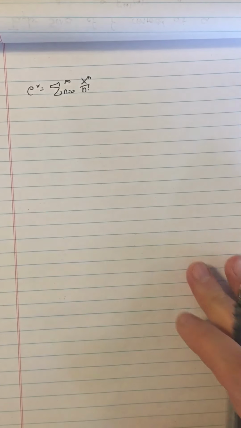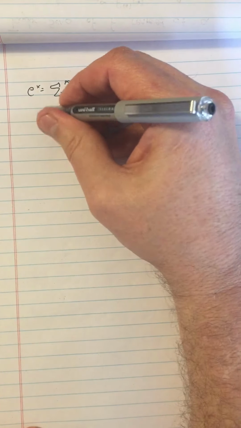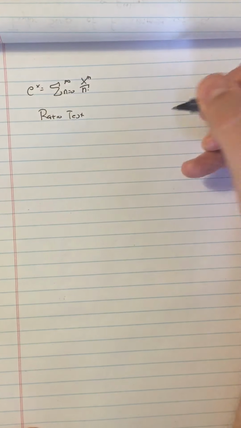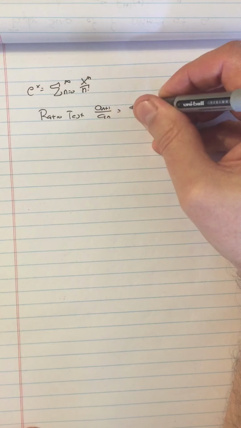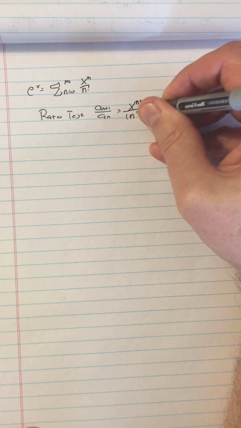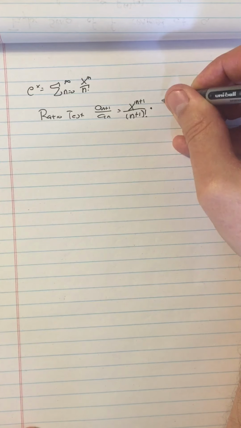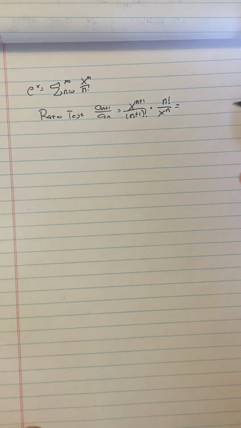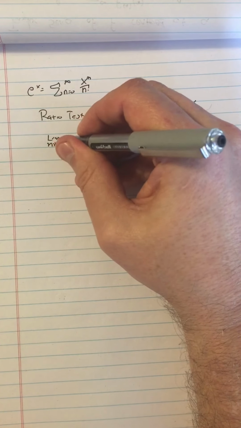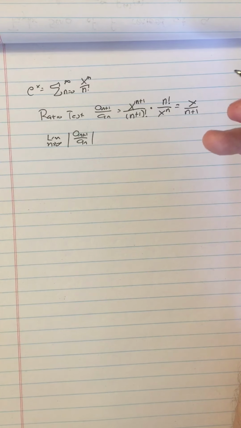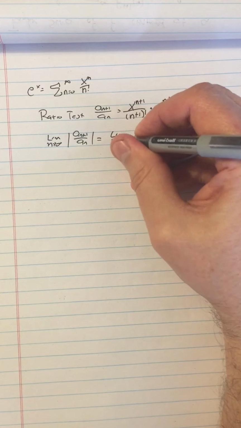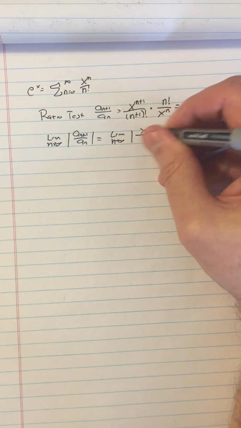All right, so if I want to find the radius of convergence, I do the ratio test. So for the ratio test, I need to look at a sub n plus 1 over a sub n. And that's going to be x to the n plus 1 over n plus 1 factorial times n factorial over x to the n, and that is going to simplify to x over n plus 1. And then I just look at the limit as n approaches infinity of the absolute value of a sub n plus 1 over a sub n. And that equals the limit as n approaches infinity of the absolute value of x over n plus 1.